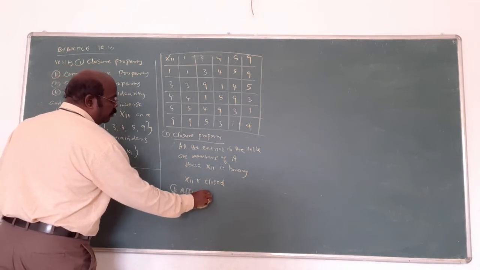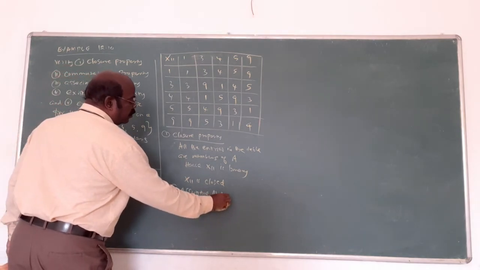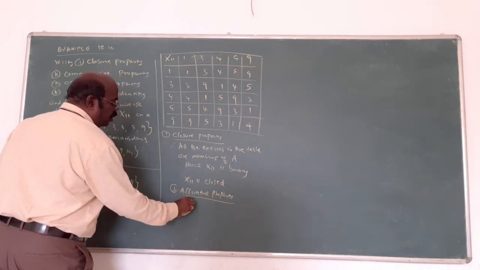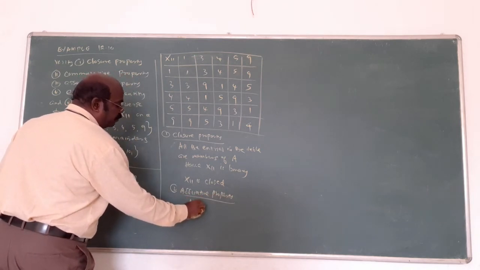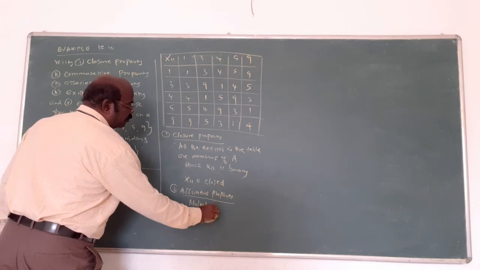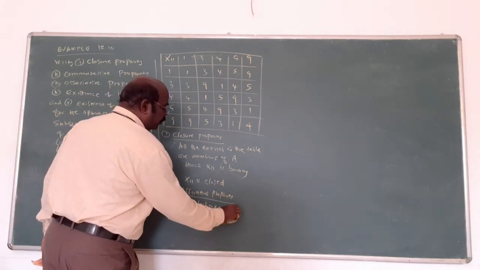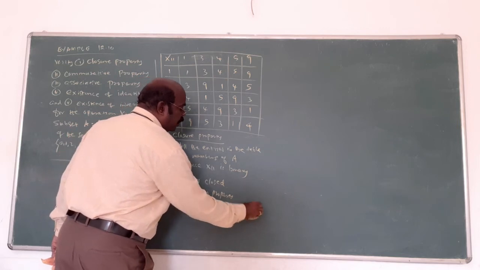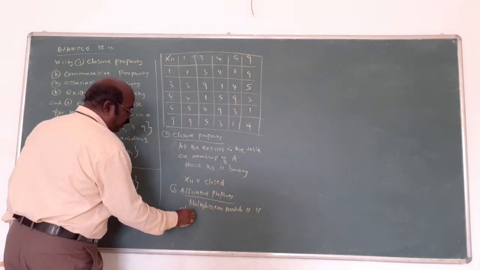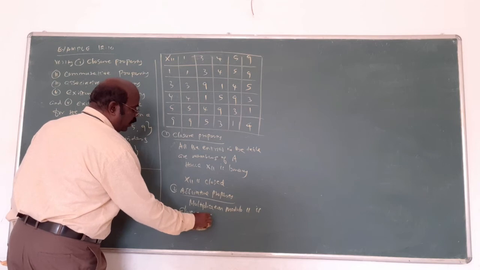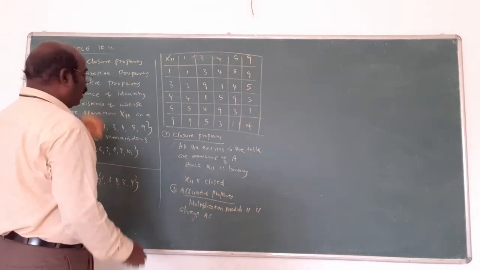Second is what? Associative property. Already told you, multiplication modulo 11 is always associative. What is asked? Second property? Commutative property.